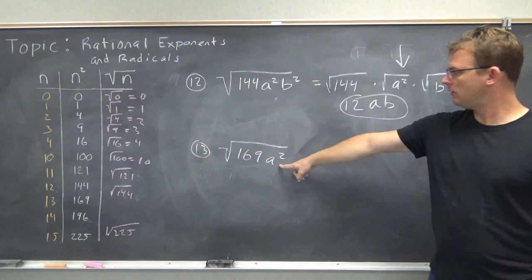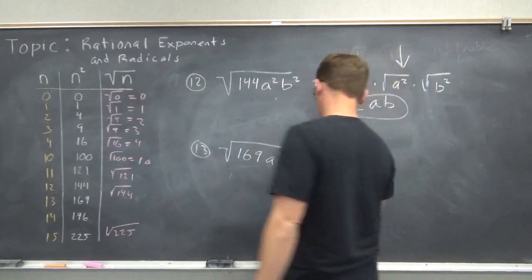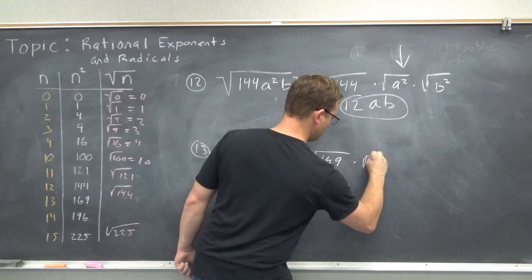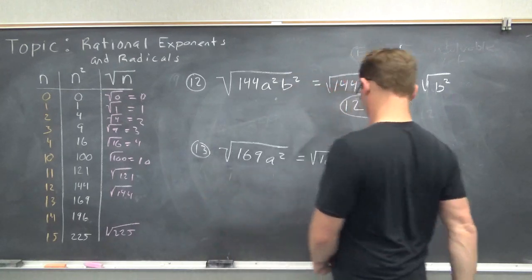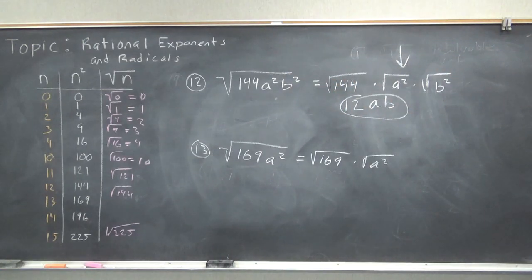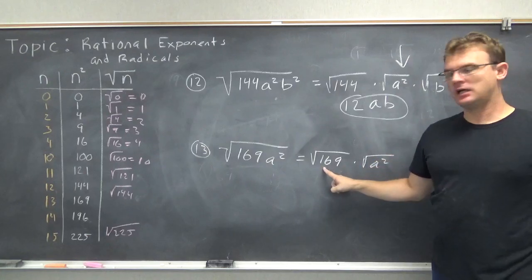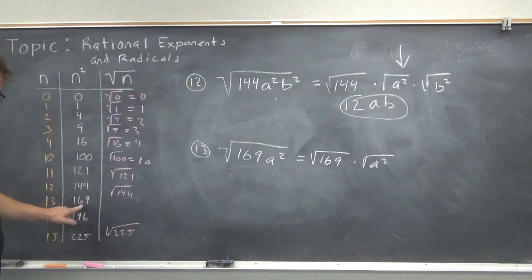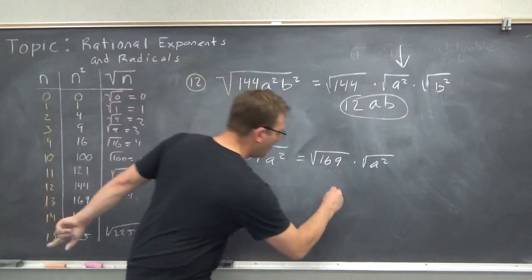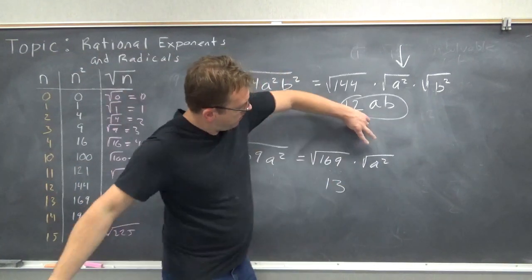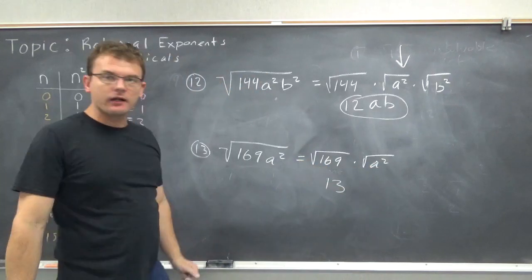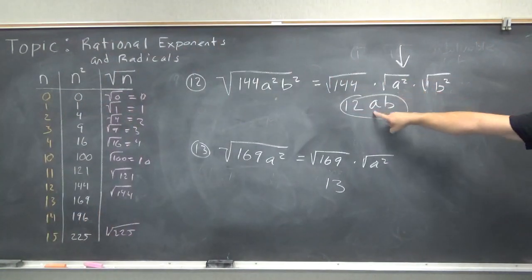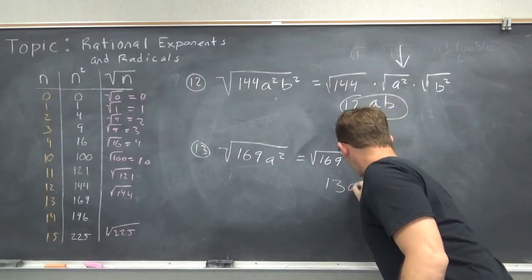Look at this one. Okay. What's the square root of 169? See, the square root of 169 is 13, right? What's the square root of a squared? Well, it's like this one, right? It cancels it out.